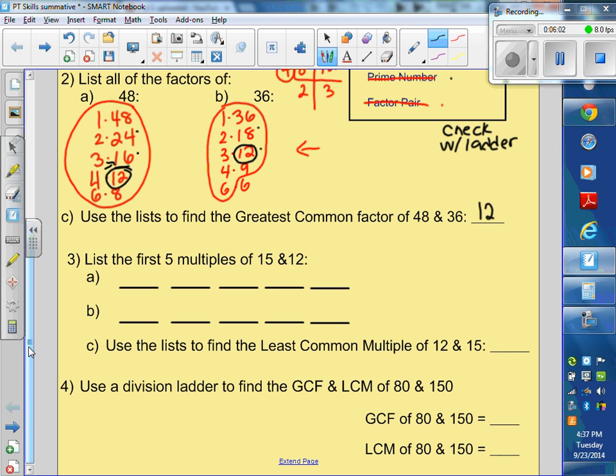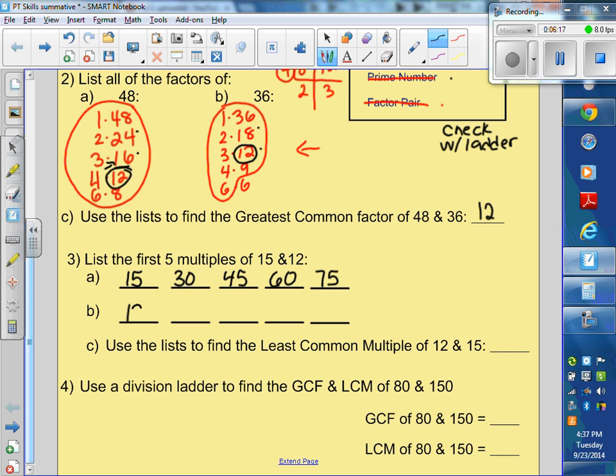List the first 5 multiples of 15 and 12. 15 times 1 is 15. 15 times 2 is 30. 15 times 3 is 45. 15 times 4 is 60. 15 times 5 is 75.